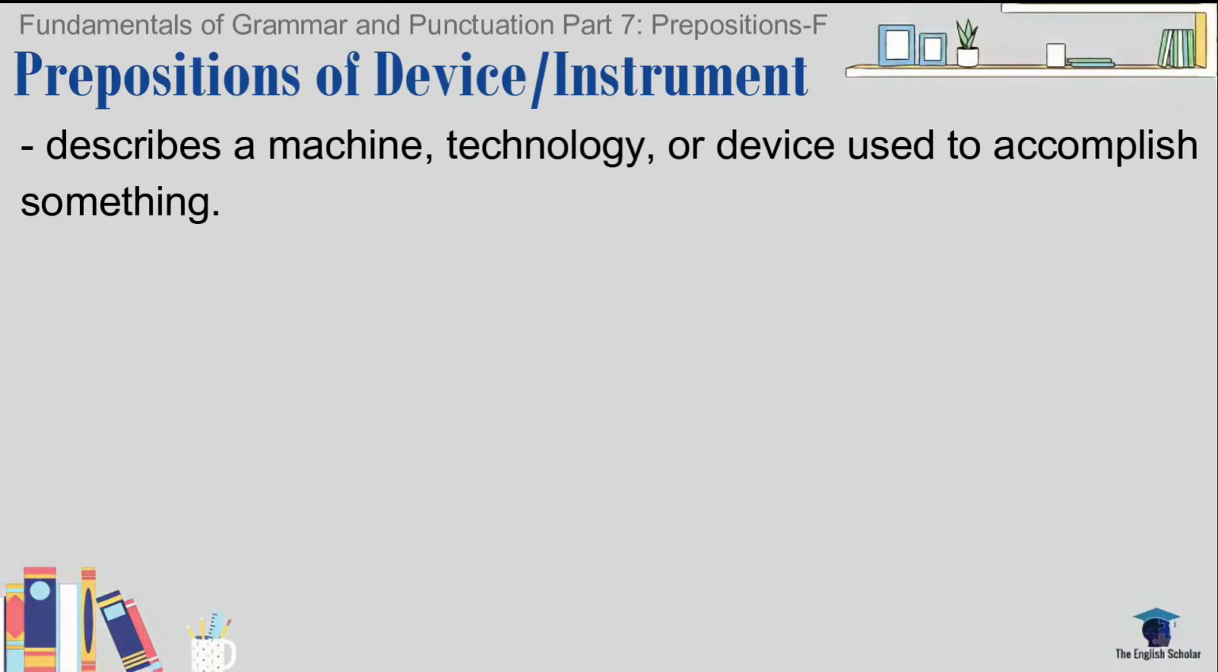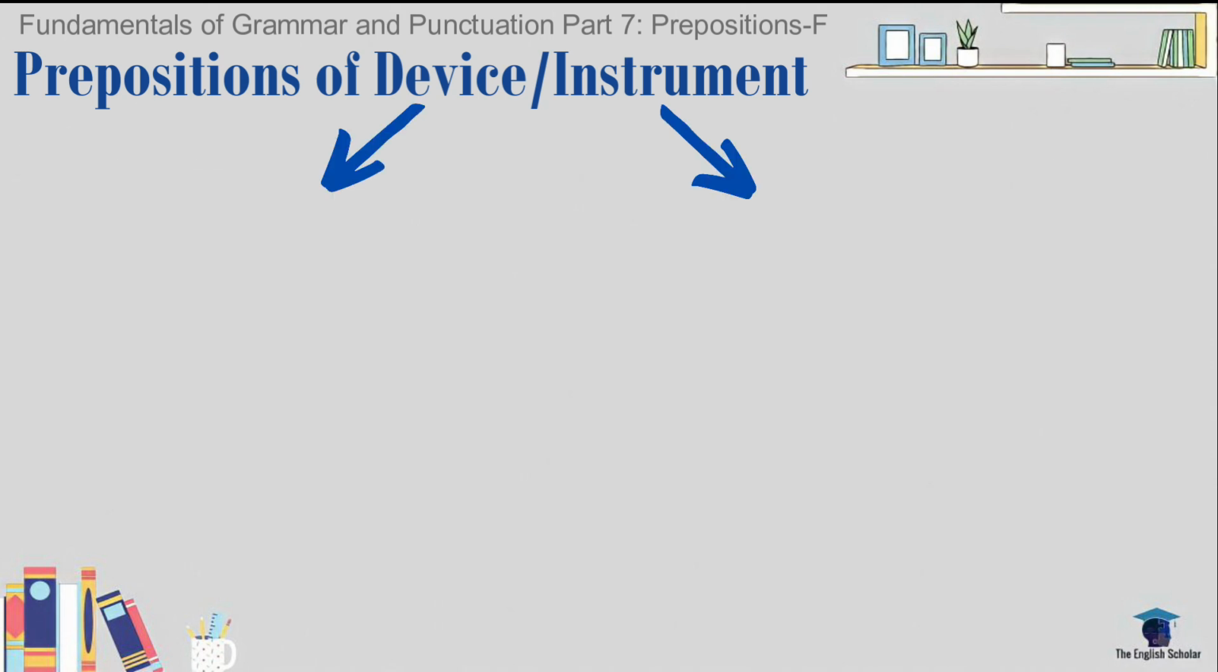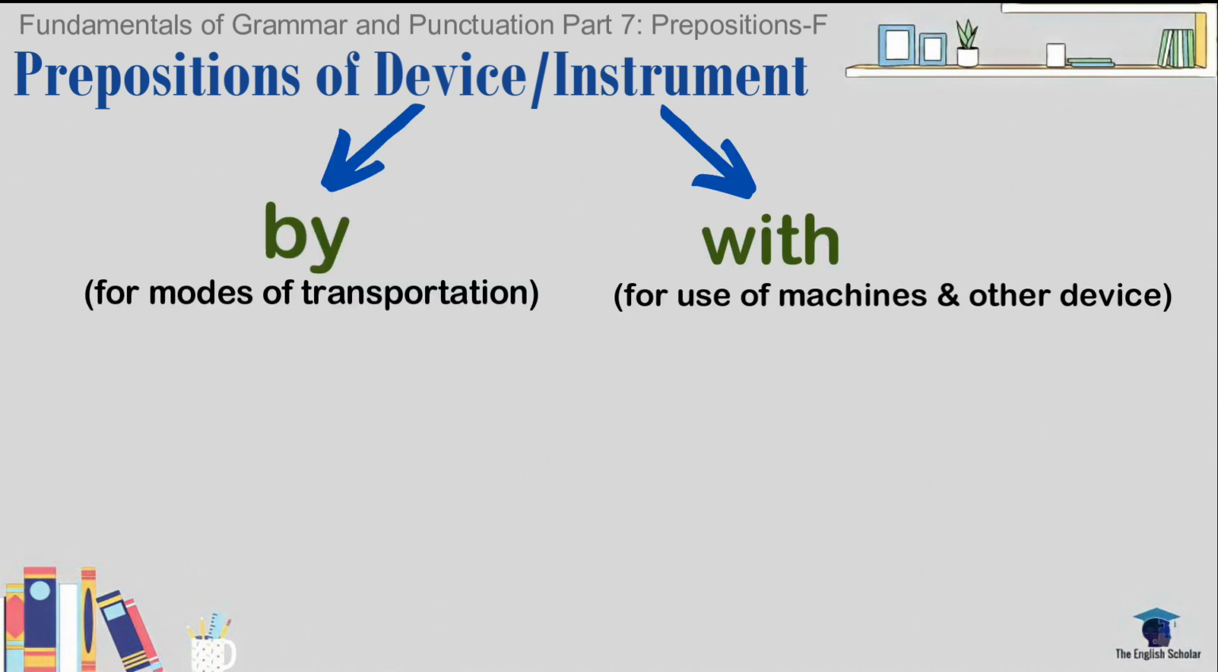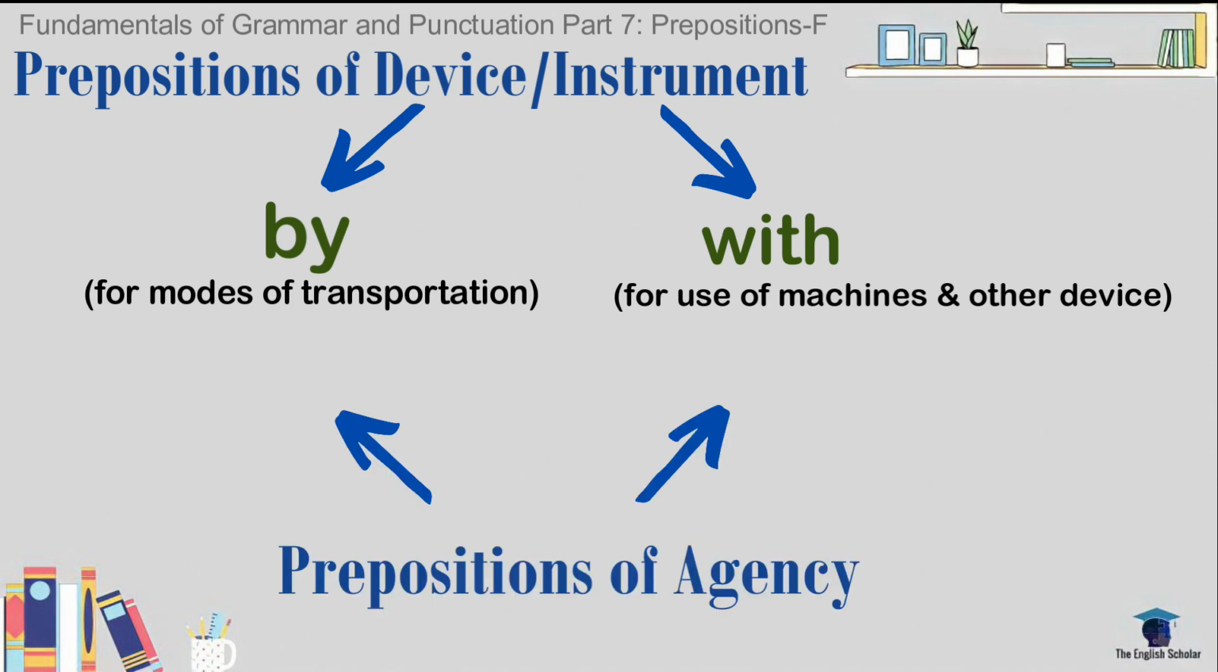A preposition of device describes a particular machine, technology, or device used to accomplish something. There are only two prepositions of device, by and with, but these two should not be confused with prepositions of agency, by and with. The words are the same, but they have different functions. Prepositions of agency are used for the passive voice only, while the prepositions of device or instrument are used for the active voice. We'll elaborate on that later on.